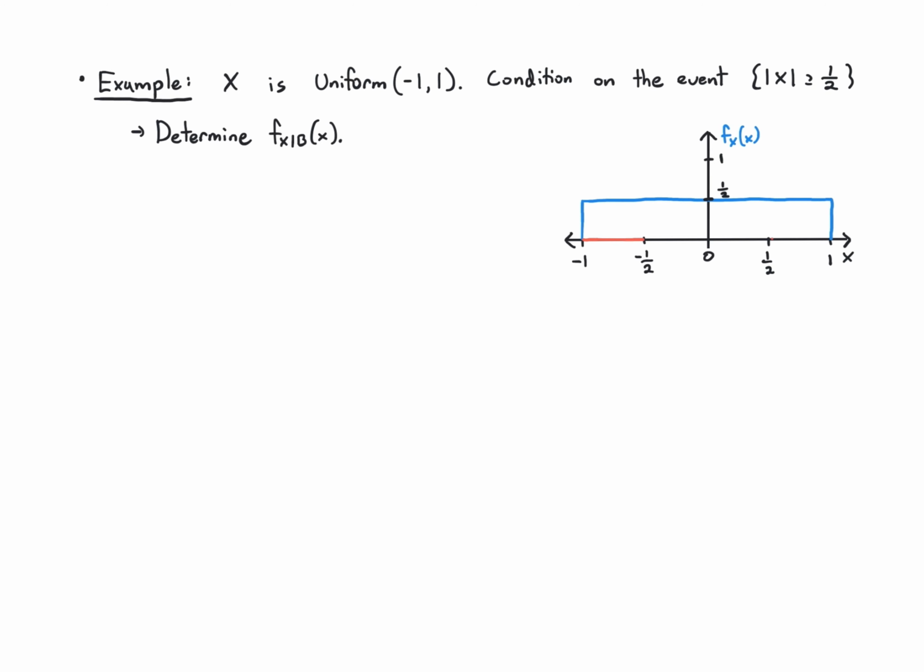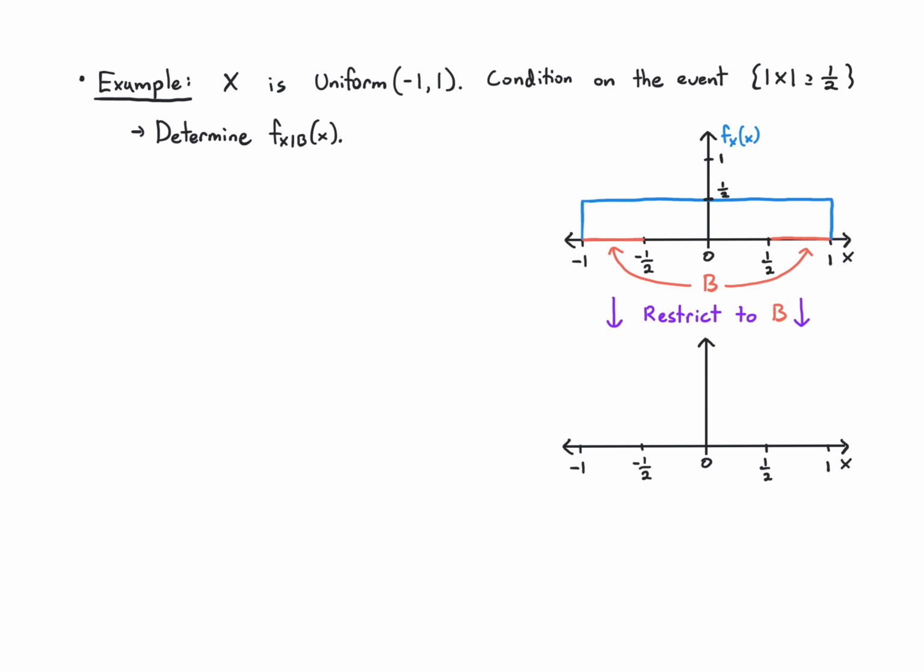And this is the region B. This is where the absolute value of X is greater than or equal to 1/2, because it's between -1 and -1/2, and then also 1/2 and 1. To get the conditional PDF, the first thing I do is restrict to B. So I only look at these two parts where I fall into B. So I get these two boxes.